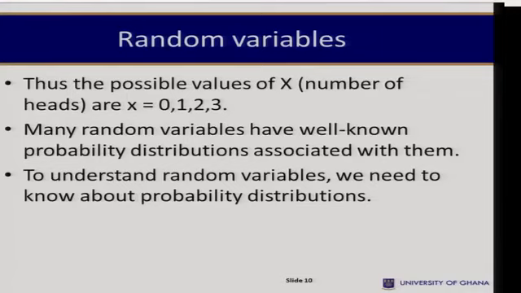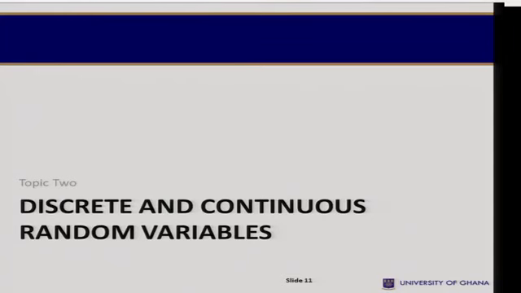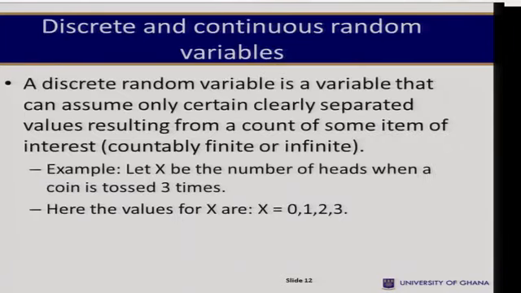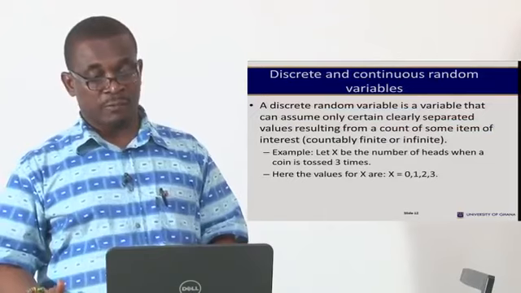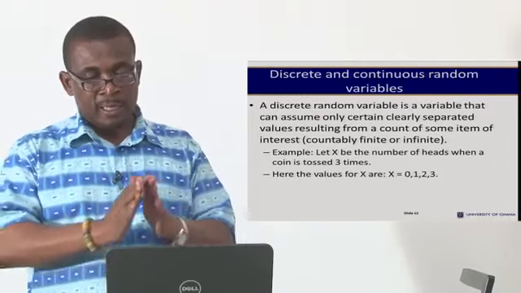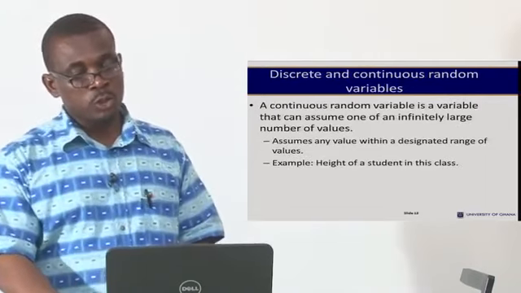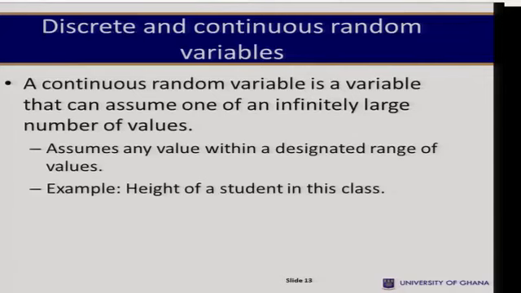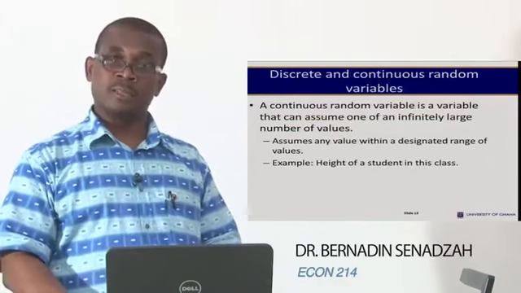Many random variables have well-known probability distributions associated with them, and that's what we are about to discuss. So let's look at discrete and continuous random variables. A discrete random variable is a variable that can assume only certain clearly separated values. We saw that earlier, and I said they are either countably finite or countably infinite. For example, let x be the number of heads when a coin is tossed 3 times. The value of the random variable is 0, 1, 2, 3. They are clearly separated, distinct values. A continuous variable, on the other hand, can assume any value within a given range, an infinitely large number of values. Let's say the height of students in this class.